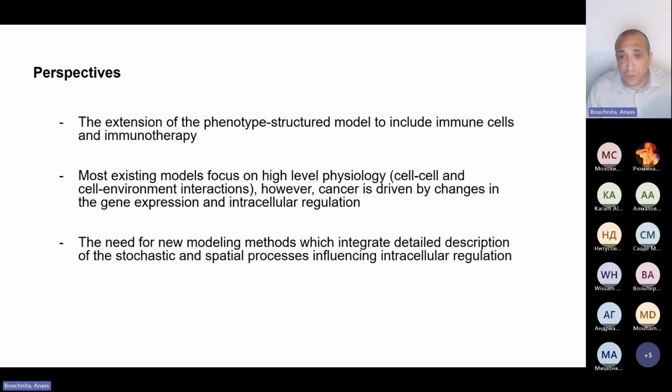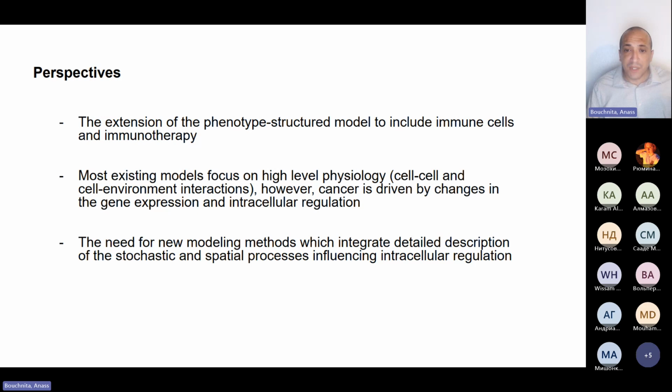And as future perspectives, I think one important possibility would be to include immune cells and immunotherapy into phenotype-structured models. This will allow us to also study the effects of cross immunity. So when we have T cells and their respective affinity with the immune cells, we can then introduce the checkpoints and so on. I think that could lead to some interesting dynamics that we can explore.